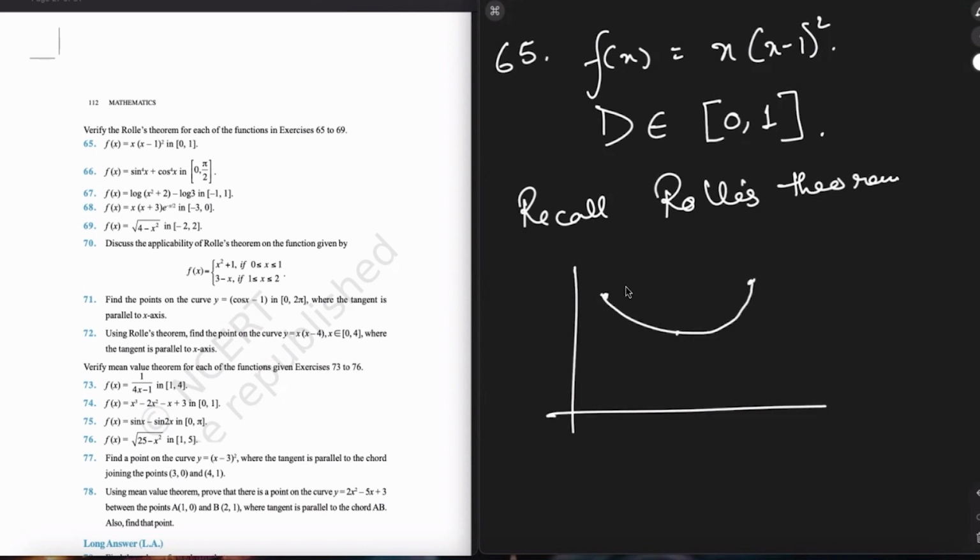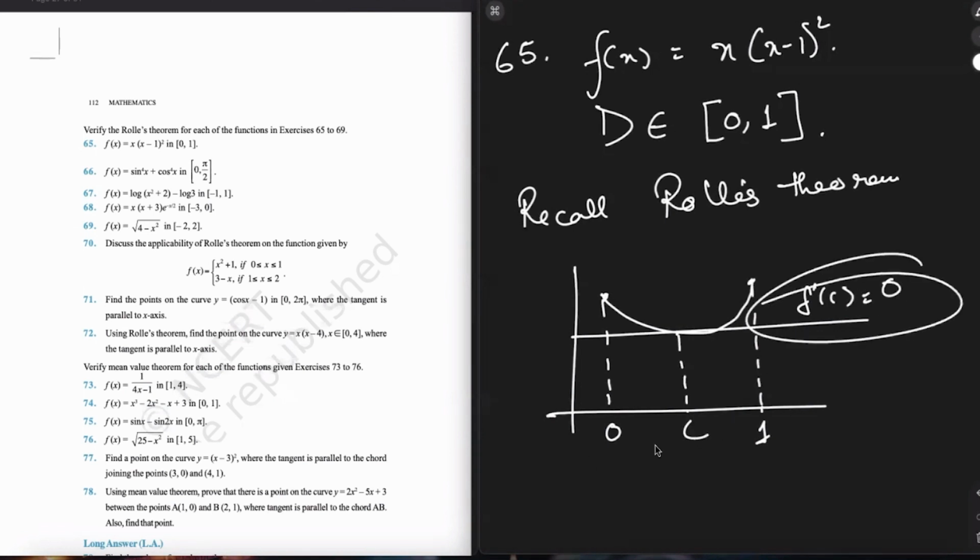At one point between 0 and 1, f dash c, there will be a point c such that f dash c is equals to 0. This is your Rolle's theorem. Alright.